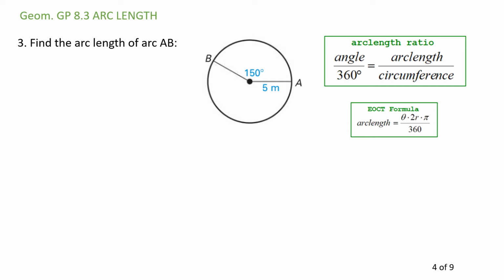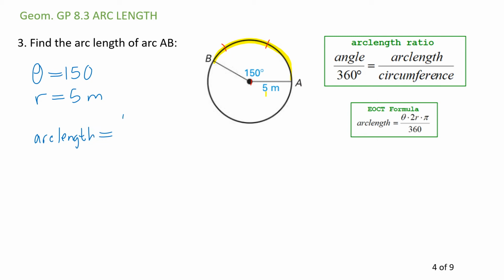Arc length is part of the circumference. I'm looking for how far around is this. If this part is 5 meters, how far is this? If you want to actually think about it, you take this 5 meters, you could wrap it around. I've got 5 meters here, about 10 meters there. So I'm thinking this is going to be about 12. I'm just going to go straight to the formula. The formula needs theta, which is your central angle. It needs the radius, which is 5 meters.